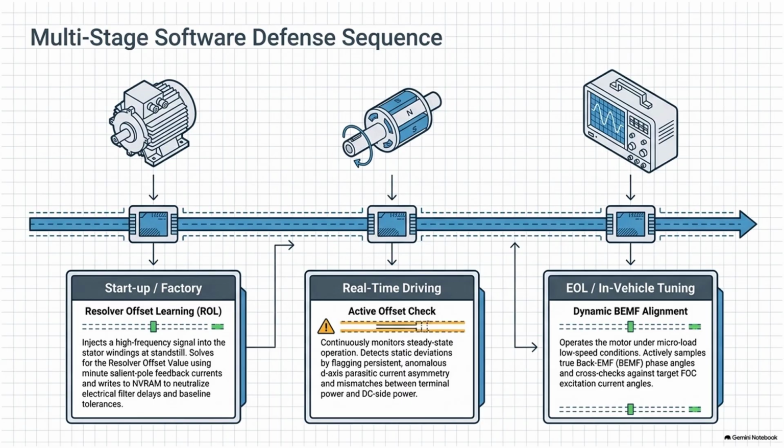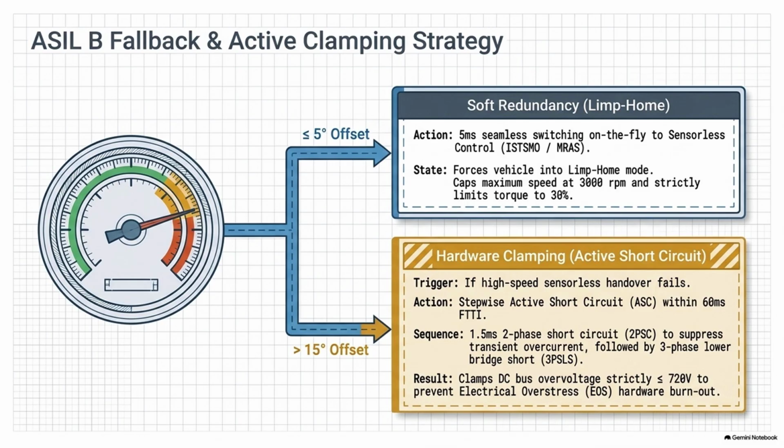It seamlessly switches on the fly to a sensorless control mode. It replaces the physical hardware sensor with highly advanced mathematical models. Specifically, the source cites the use of an IST-SMO combined with MRAS. Okay, those are massive acronyms. We need to break those down. IST-SMO, what does that math actually do? IST-SMO stands for Improved Super Twisting Sliding Mode Observer. That sounds like a sci-fi weapon. It really does. It's a brilliant piece of control theory.